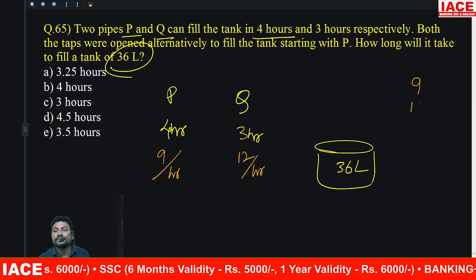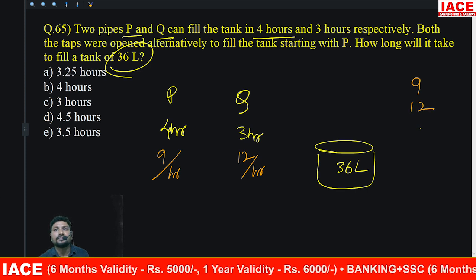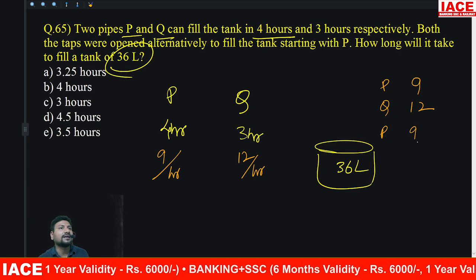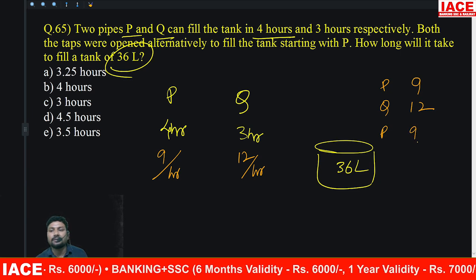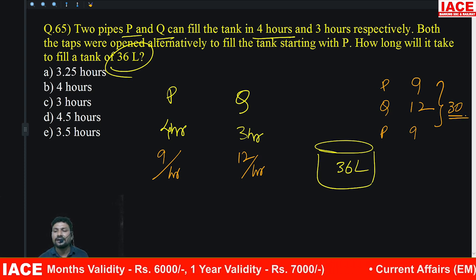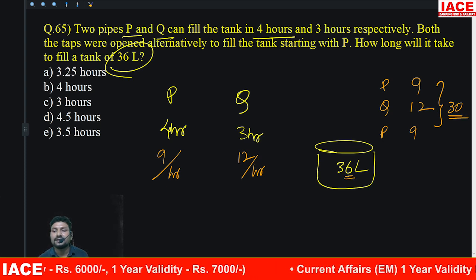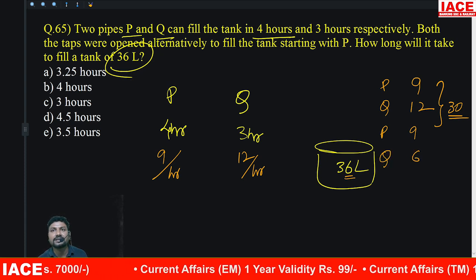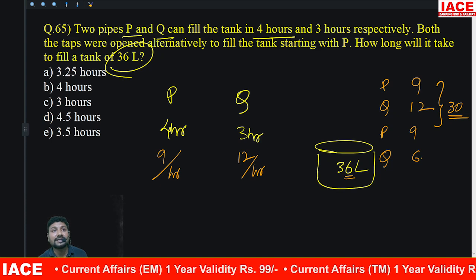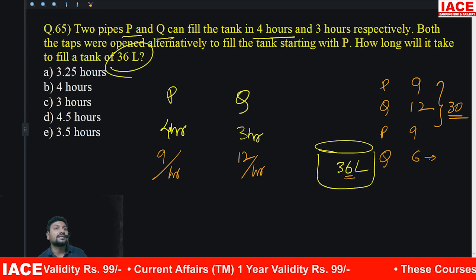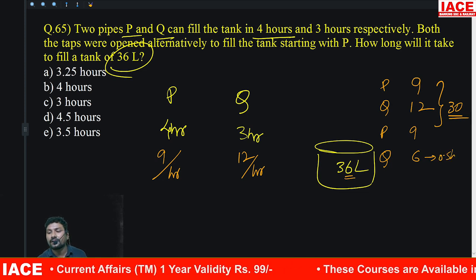Second pipe, 2. Next, this is P. This is Q. Next to P. Next. How many liters completed till now? 30 complete. It is a small target. 30. Extra, how many liters are required? 6. Who will fill? Q. Q will fill how many liters? 6 liters. 6 liters in how many hours? 1 hour, 12 liters. 6 liters means half an hour.